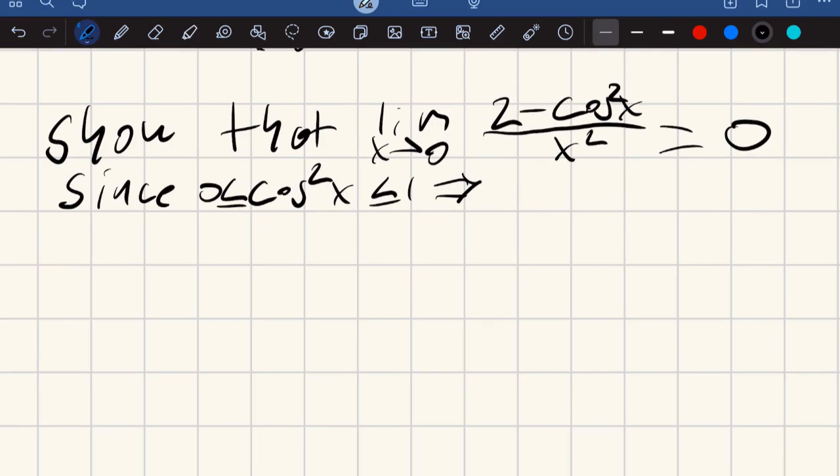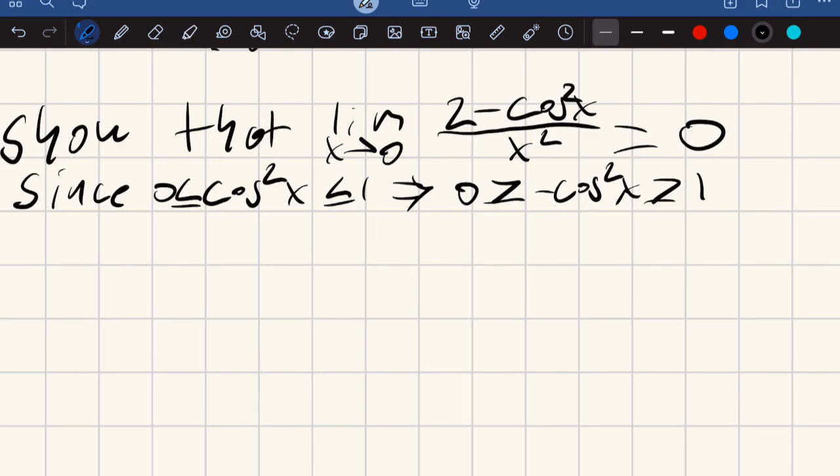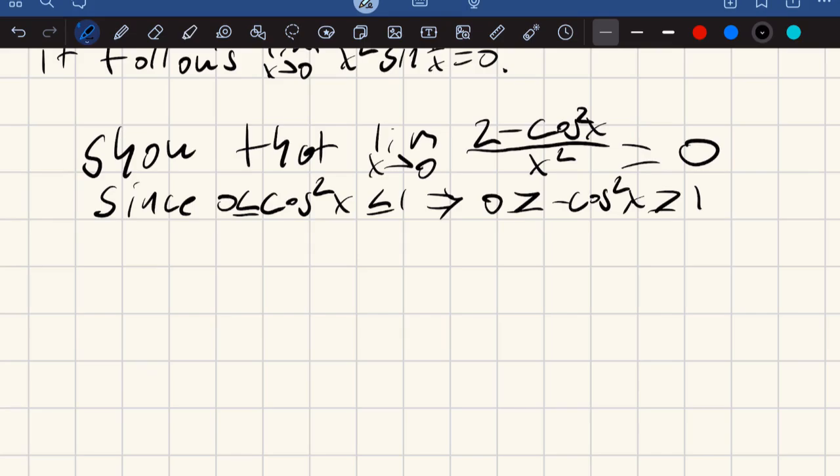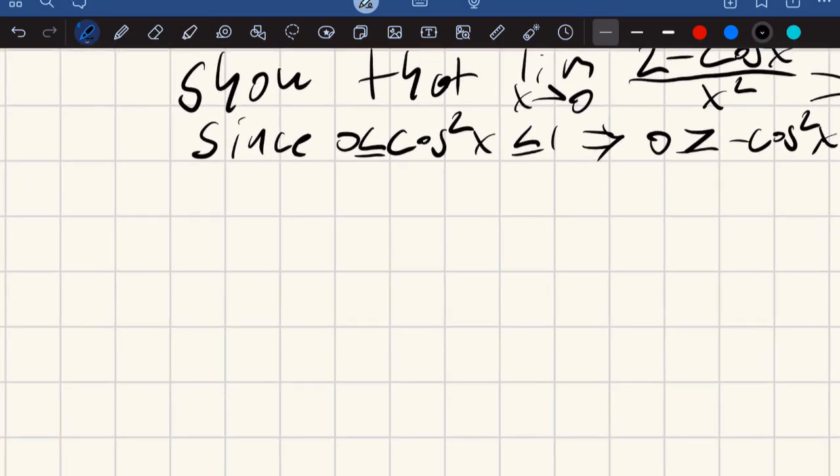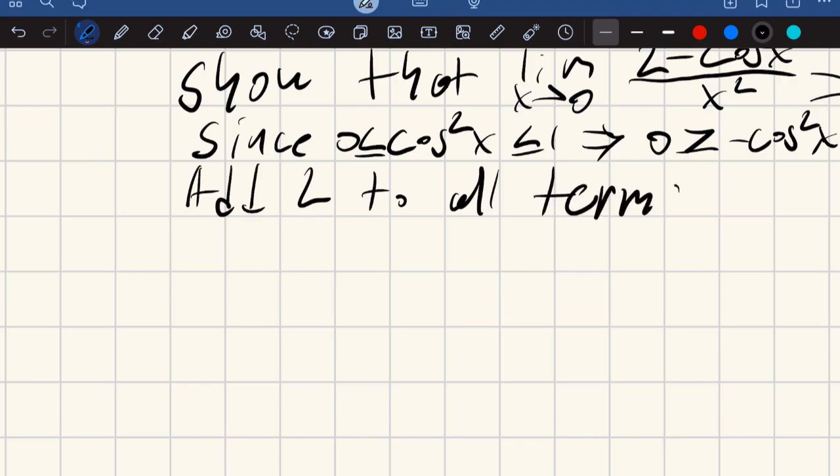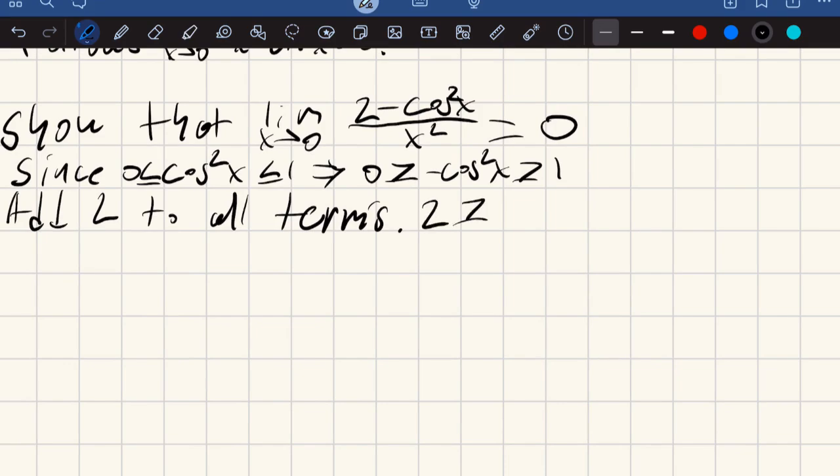and you want that negative sign, so you put this implies symbol. Then you multiply everything by a negative, so you get 0 greater than negative cosine squared x, greater than negative 1. The reason we changed our signs is because we multiplied by a negative number. And then we want the 2, so you add 2 to all terms. And then you get 2 greater than 2 minus cosine squared x greater than 1. Did I do that right?